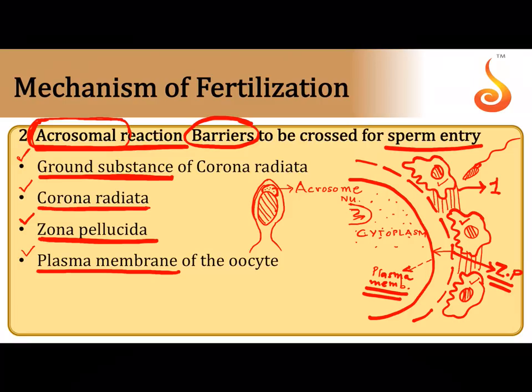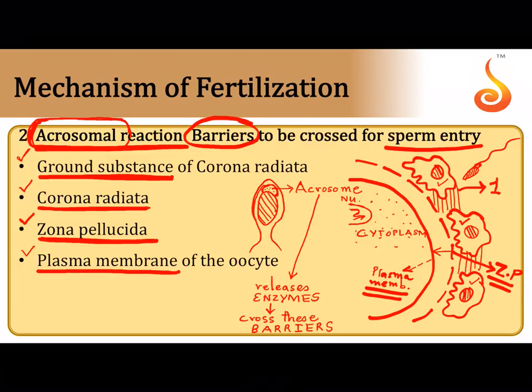Yes or no? So this acrosome is going to release certain enzymes. Please remember, it releases certain enzymes, and these enzymes are going to help cross these barriers. Isn't it? And it is said that the most important barrier which determines the fertilization, whether fertilization is successful or not, is the zona pellucida.